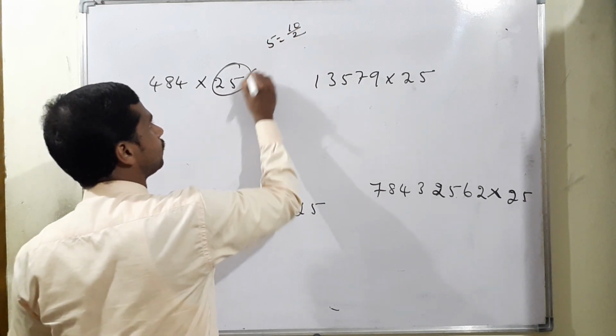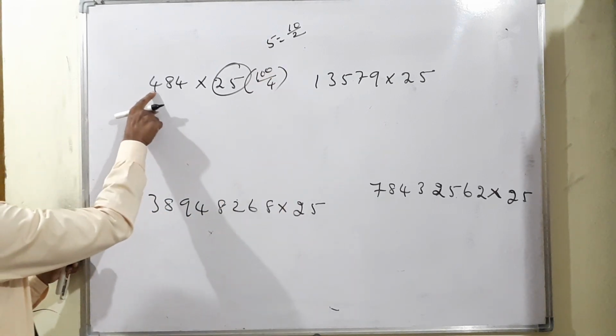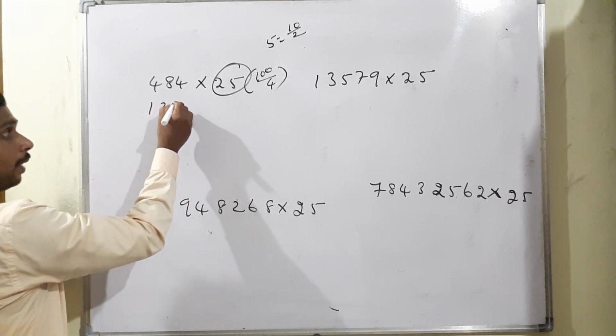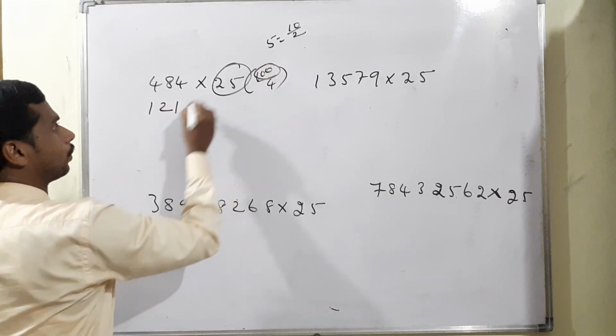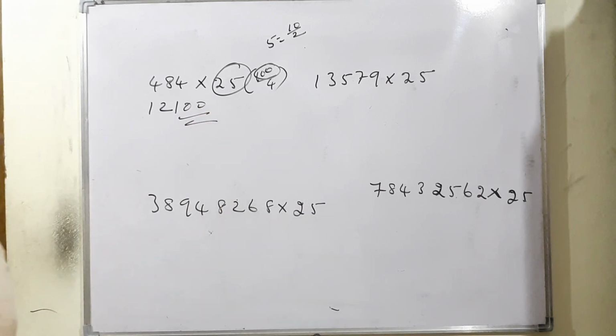But 25 means we can say 100 by 4, isn't it? So each and every time, divide by 4. We can simply do 4 divided by 4 is 1, 8 divided by 4 is 2, 4 divided by 4 is 1, then add two 0s. This is your answer: 484 into 25 means 12100.